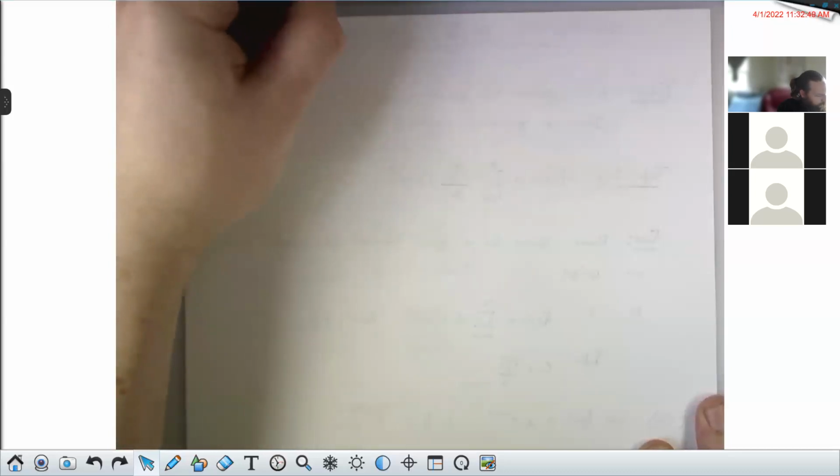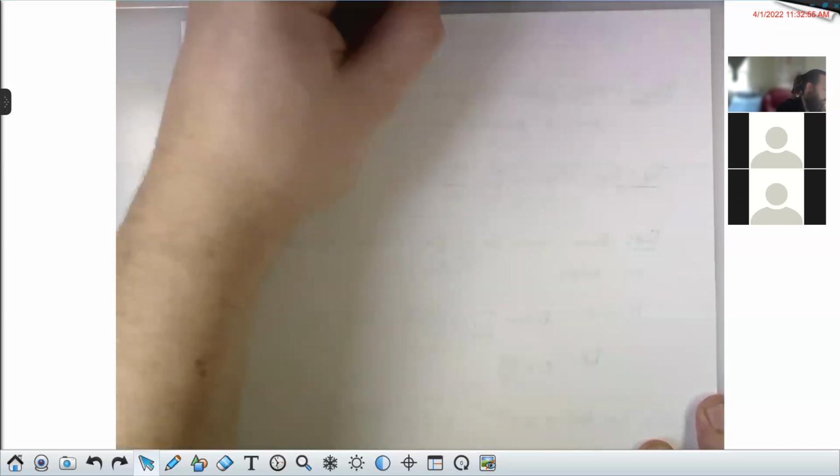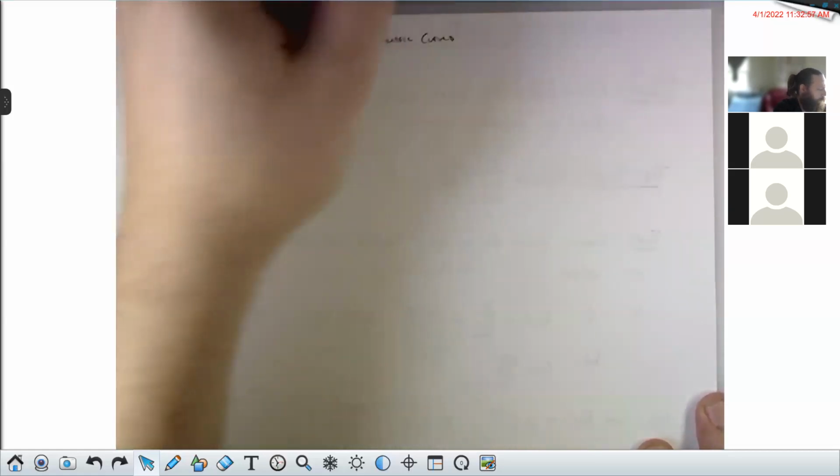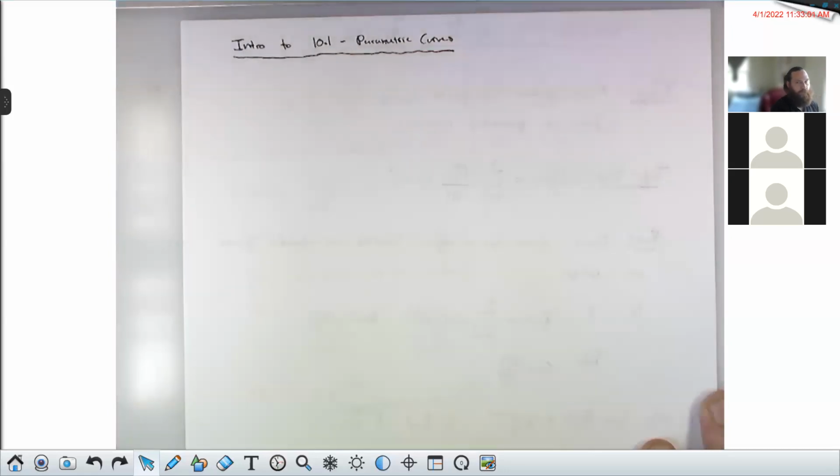So this is going to be an intro to section 10.1, which is on parametric curves. The textbook calls this section curves defined by parametric equations. That's just a lot to write. Everybody that I know in the math world just calls them parametric curves.